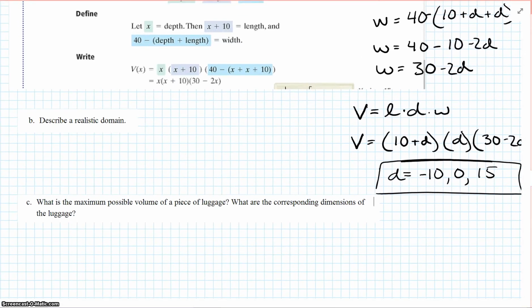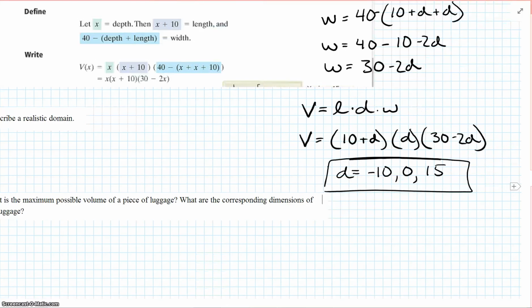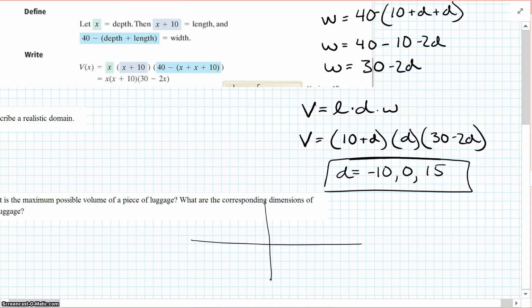What is the maximum possible volume of a piece of luggage? What are the corresponding dimensions of the luggage? Again, we know these are the zeros at negative 10, 0, and 15. So if we were going to graph this, it would look something like this. Here's your x, y. There's 0 on the x. There's negative 10. And there's 15. So if we graph this, it would look something like this.